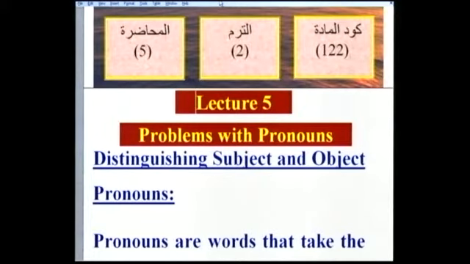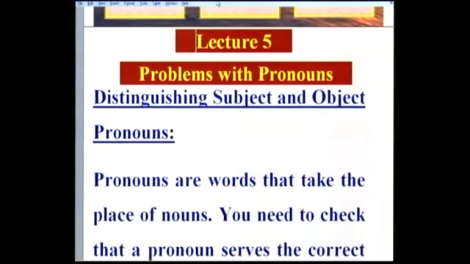Now, distinguishing subject and object pronouns. Subjects and objects, as you know, are nouns. مش كده؟ دايما الفاعل والمفعول بيبقوا أسماء. But, of course, we have pronouns that can take the place of subjects and other pronouns that take the place of objects. Let's read this together.